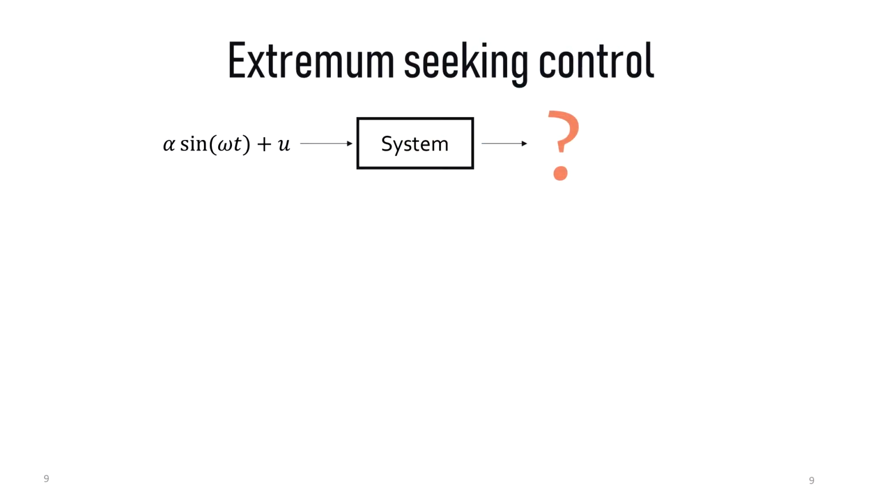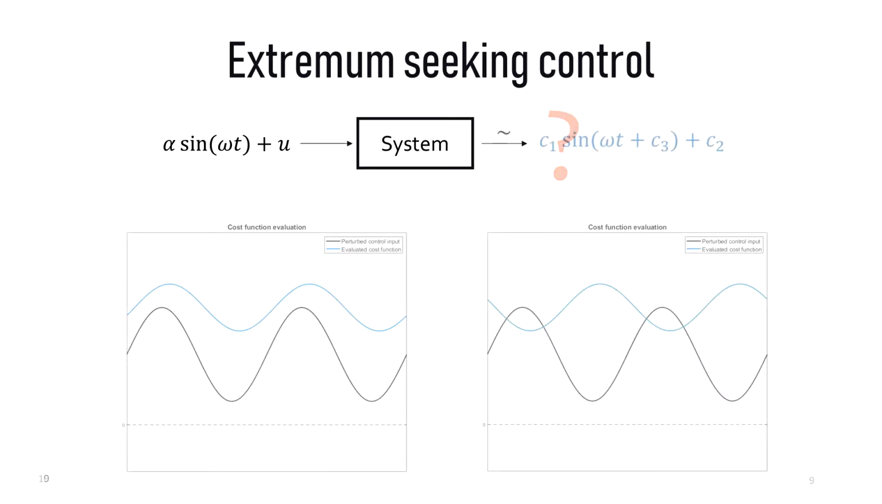Here, I'll give a brief explanation on how extremum seeking control works. The goal is to find an optimal control input U that minimizes or maximizes some property of interest. First, we guess an initial value for U and apply a periodic perturbation to the system. At the output, we evaluate some cost function to see how the system responds.